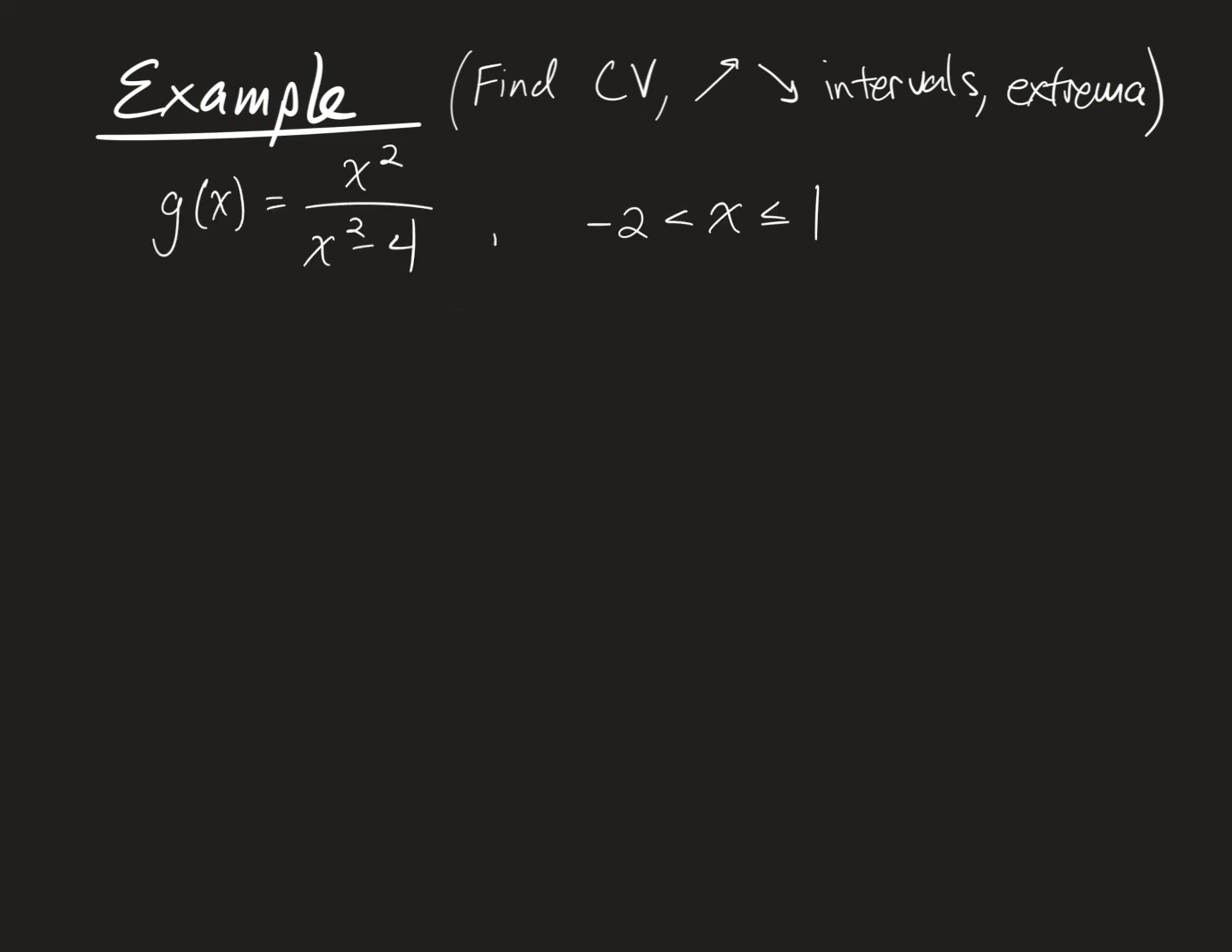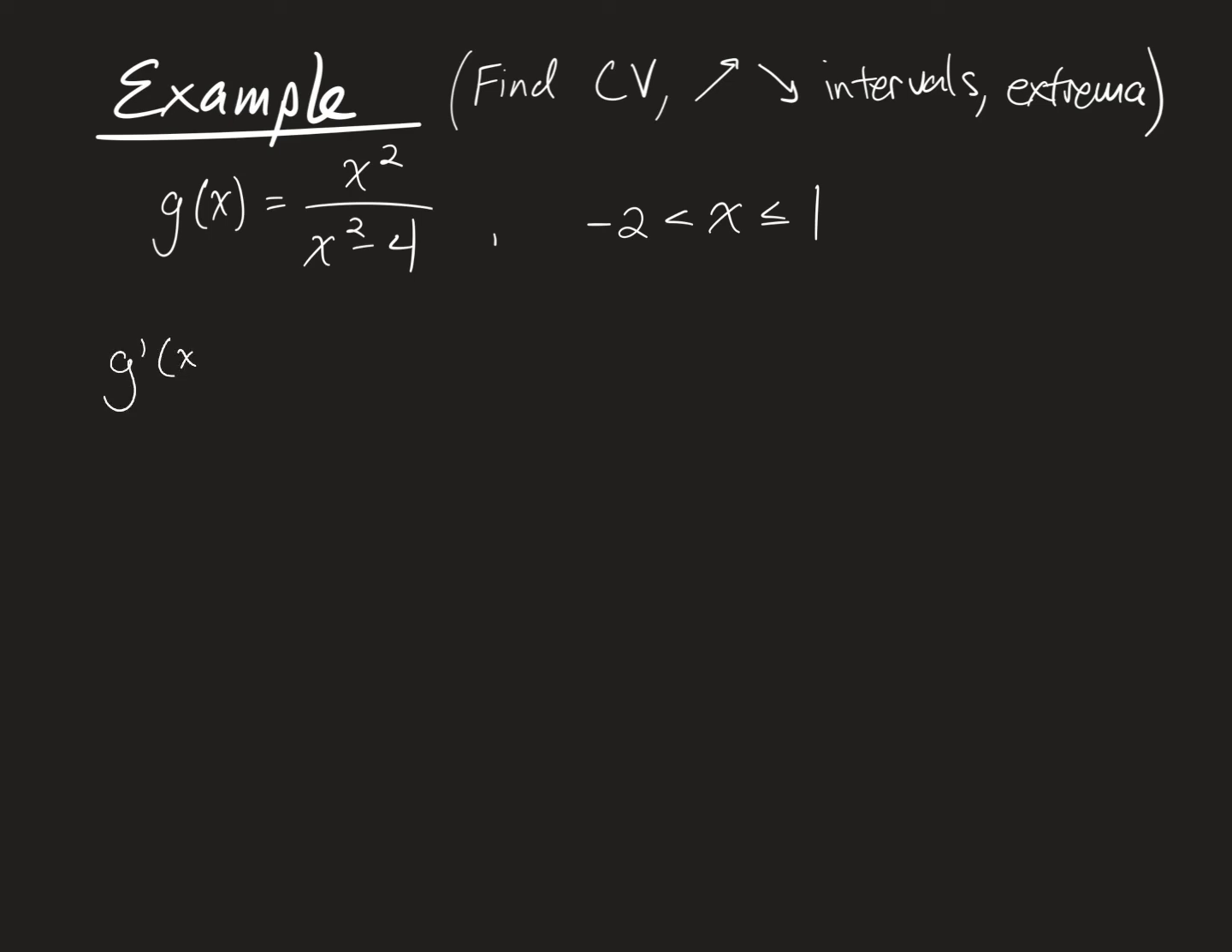One more example. We have g of x equaling x squared over x squared minus 4 on this interval here. And we restricted this interval very much because, again, we have to have a function that is continuous on an interval in order to use the first derivative test. So let's go through the steps. We have to find the derivative first in order to find the critical values.